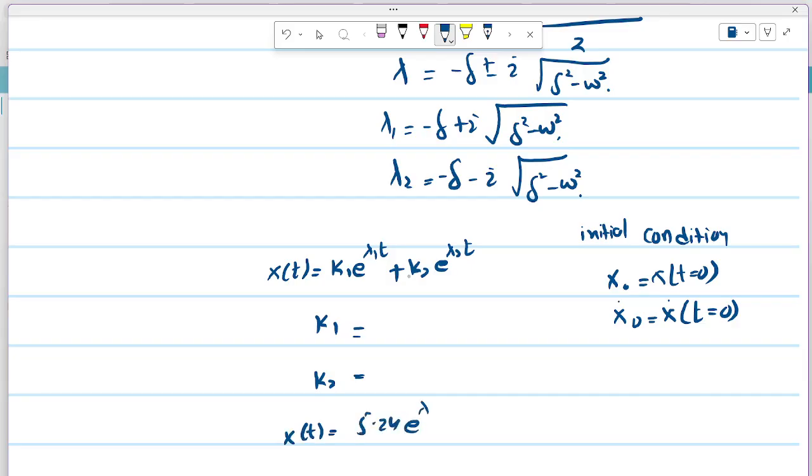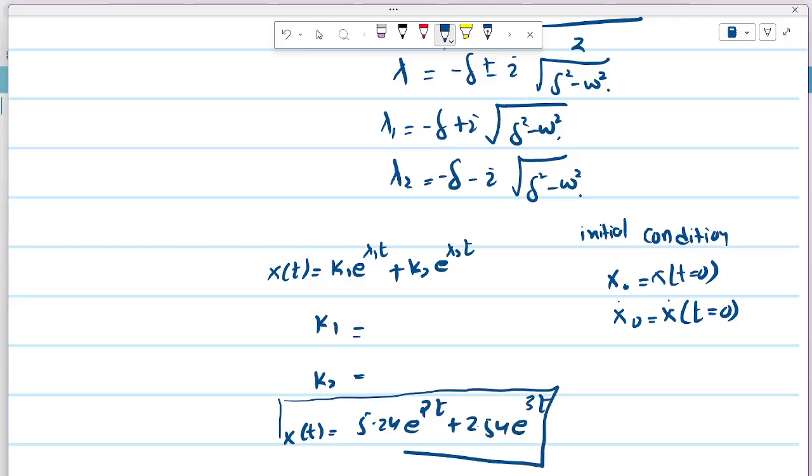Let's say that becomes 5.24 e^(2t) plus 2.54 e^(3t), where lambda 1 is, let's say, 2. So that will be the general equation of our mechanical vibrating system. You can plot this one with time and x, to see how this system will vibrate with time. That is one of the methods to solve the mechanical vibrating system.